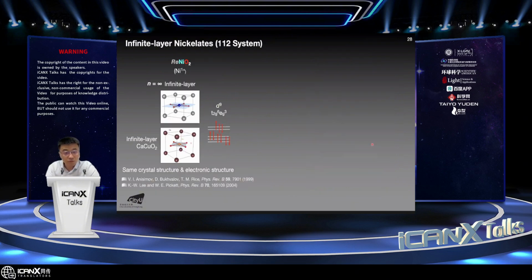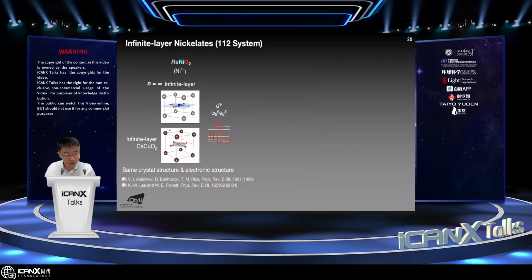So shortly after cuprates were discovered, actually even before cuprates were discovered, people were wondering whether nickelates can become superconducting. One particular compound which raised people's eyebrows on this was the so-called infinite-layer nickelate system. This is because these infinite-layer nickelate systems possess a similar lattice structure to the superconducting infinite-layer cuprate system, while also showing a very similar electronic structure to begin with.